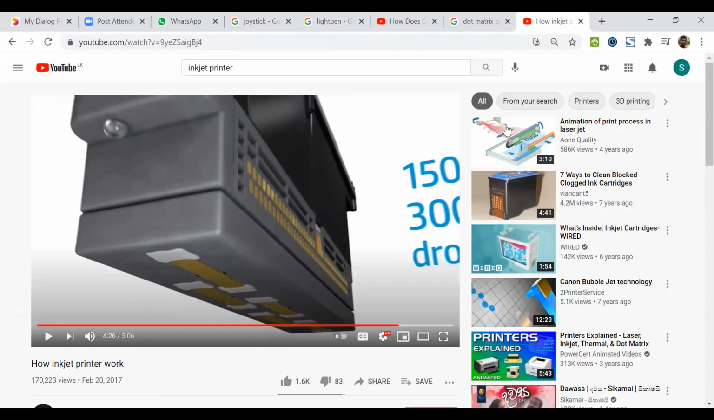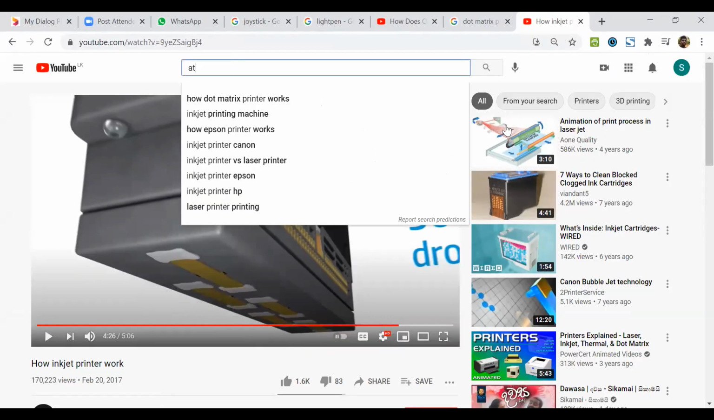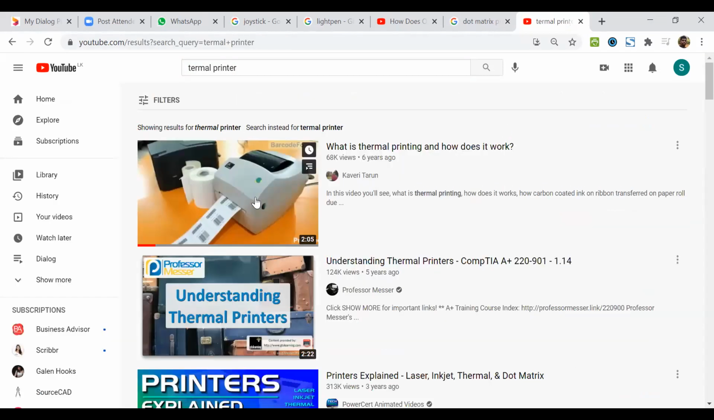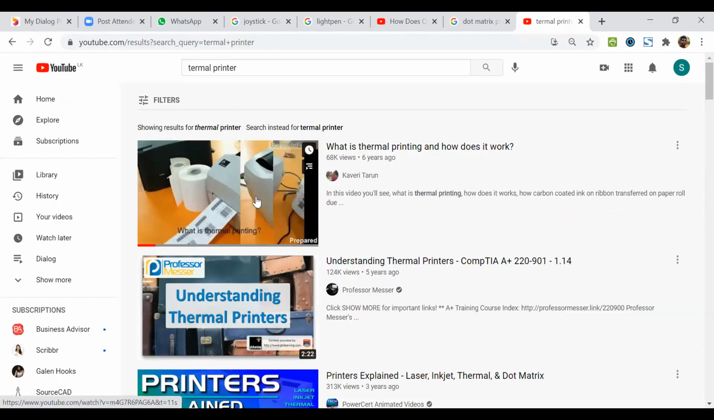And then we have thermal printers nowadays. For example, if you go by bus, sometimes you'll see the conductors have small printers where they issue tickets. For that, they use what we call a thermal printer. So that is the thermal technology.